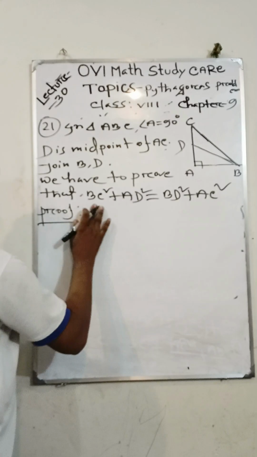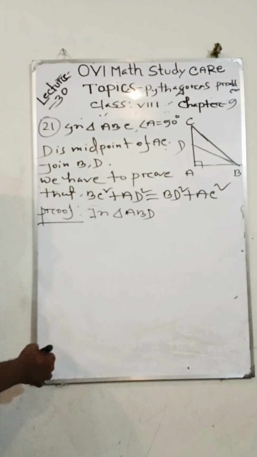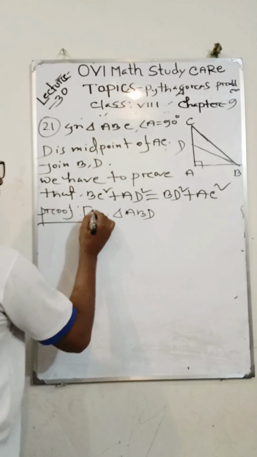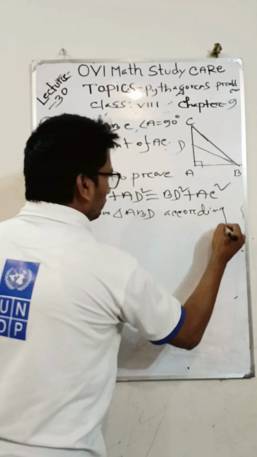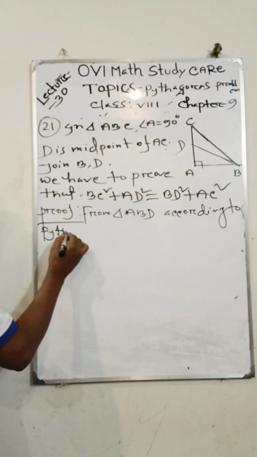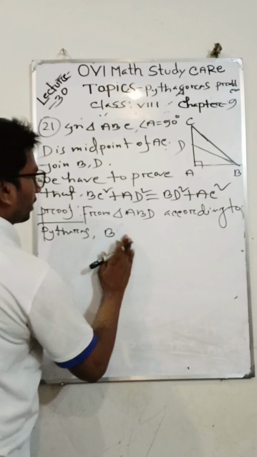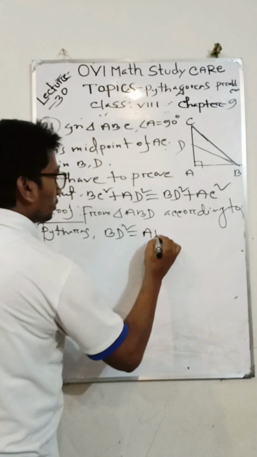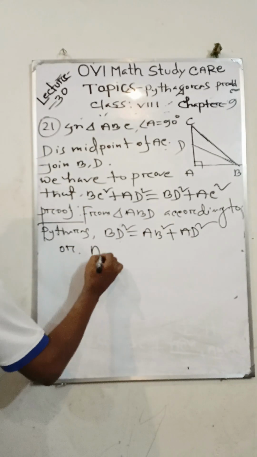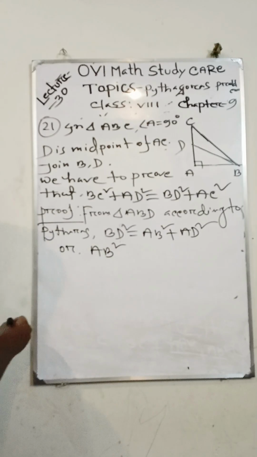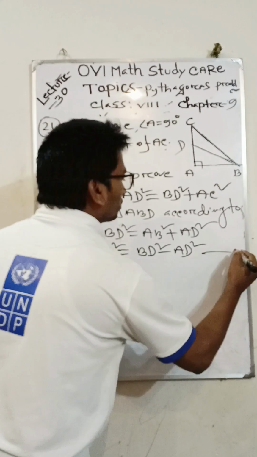In triangle ABD, according to Pythagoras, we can write BD square equal to AB square plus AD square, or we can write AB square equal to BD square minus AD square. This is equation number 1.